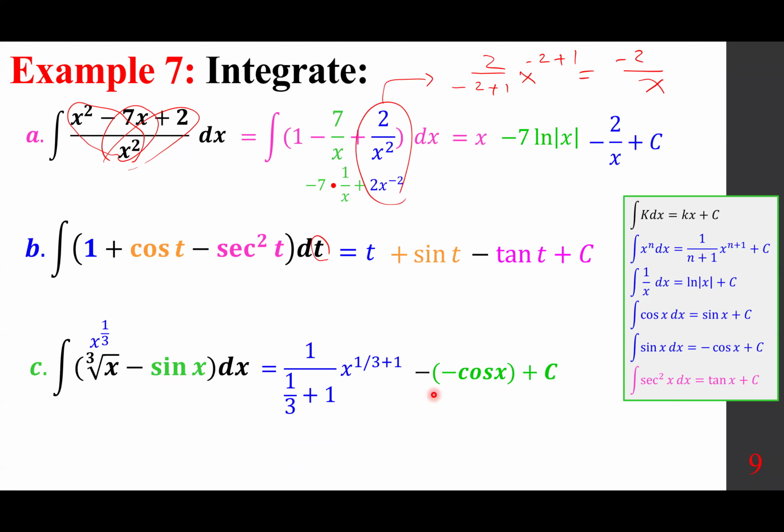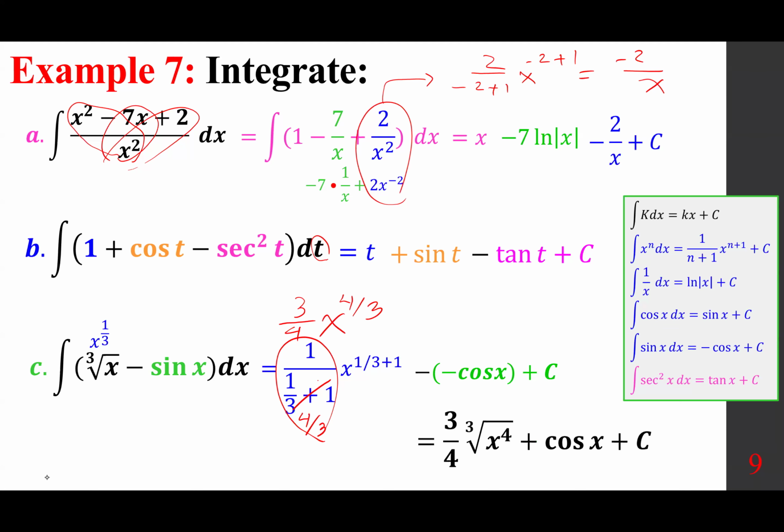Of course, this becomes positive. This is 4/3, everybody. So when you divide 1 by 4/3, that means the reciprocal of that: 3/4 of x to the power of 4/3. We rewrite it as 3/4 of the cube root of x to the power of 4, plus cosine x and a constant.